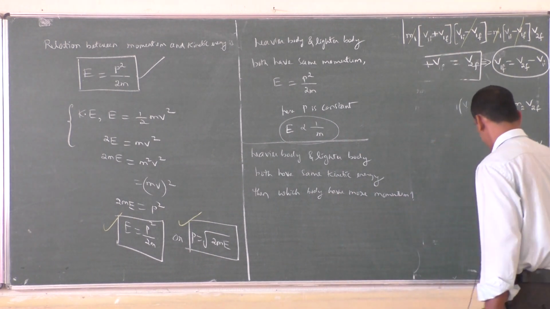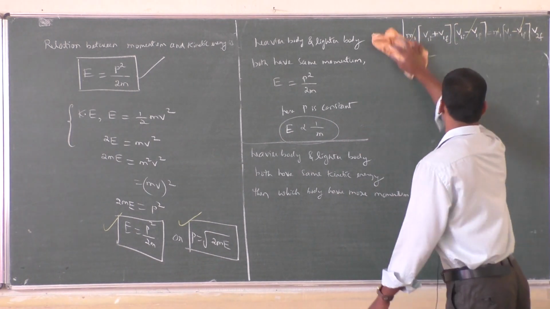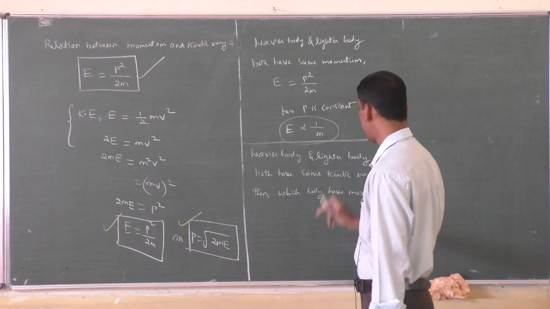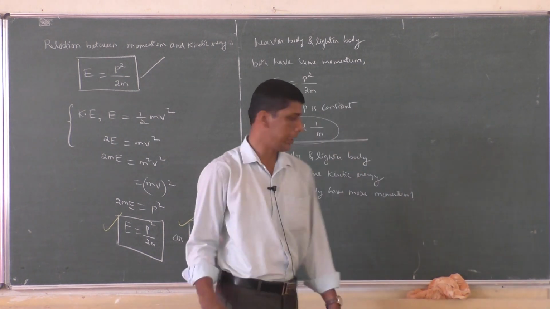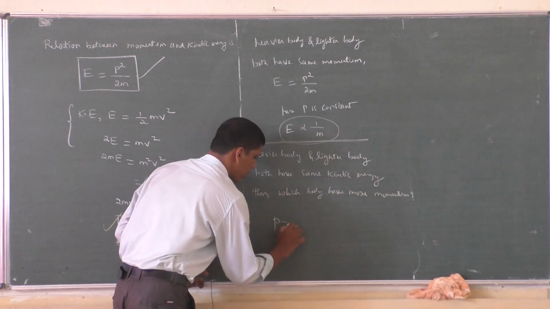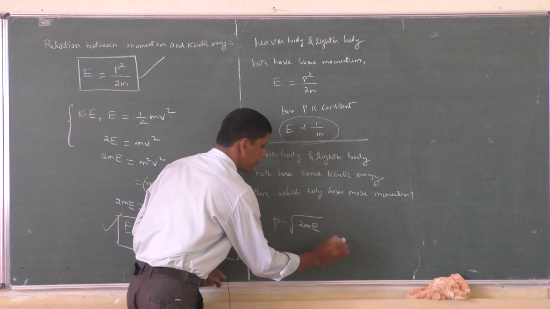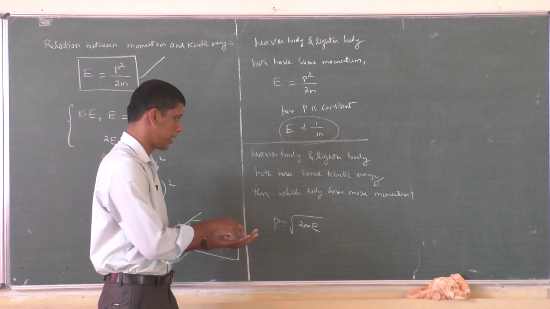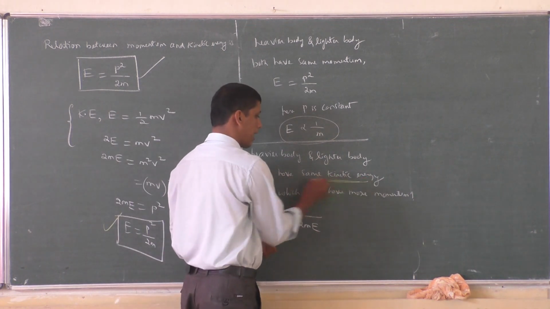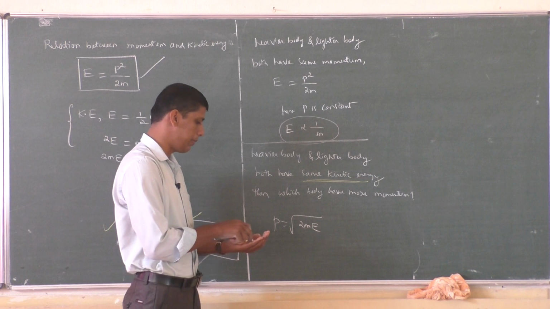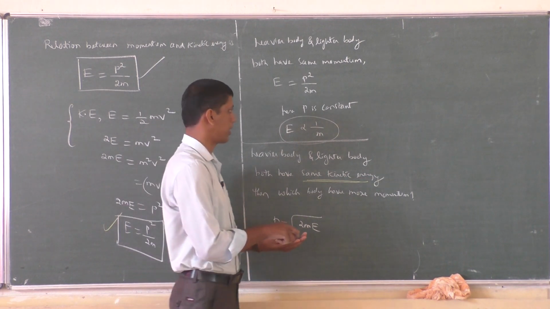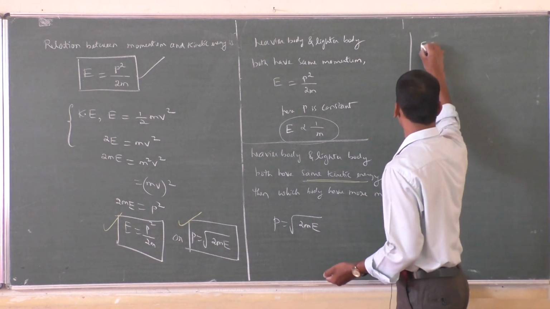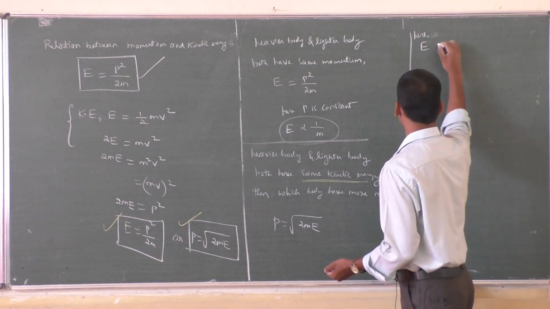How do you solve this now? Heavier body and lighter body both have the same kinetic energy. So by using the other equation, p is equal to square root of 2mE. Here the kinetic energy of both is the same, so the E value will be the same, E is constant.